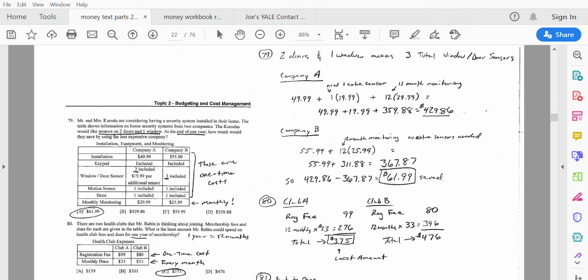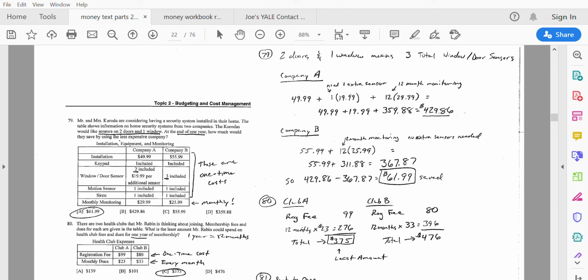Okay. All right, two more problems. So number 79. This couple is considering having a security system installed in their home. The table shows the information for 2 companies. They would like sensors on 2 doors and 1 window. So that's important information. I already have that underlined.